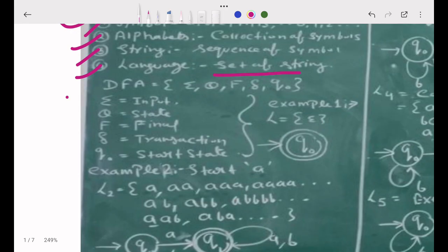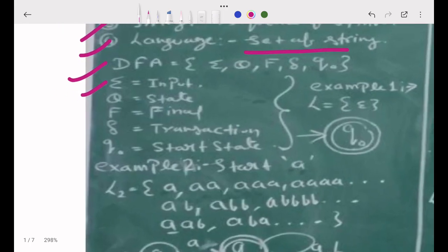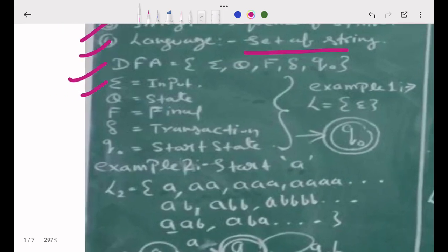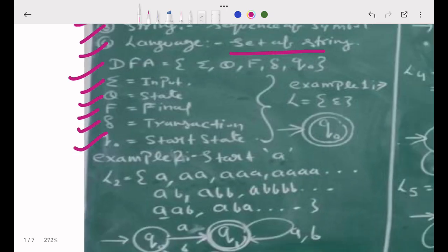And also we clearly define about the DFA and NFA. There are total number of 5 tuples. The first one, this is the input, and second, you can represent any symbol. Q means state, F means final, and this is the final state actually, okay. This is the transition function, and Q0 is the start state.